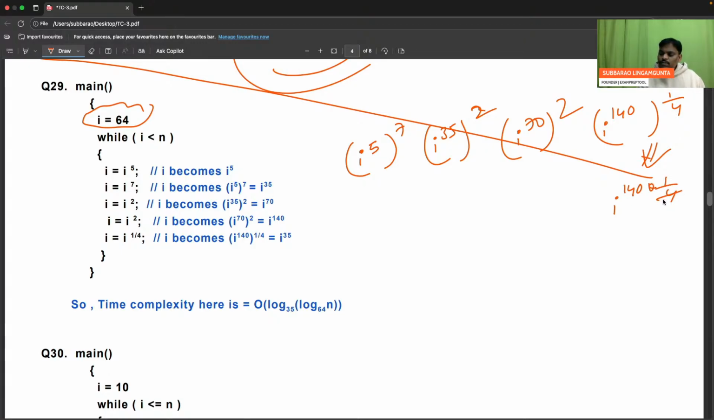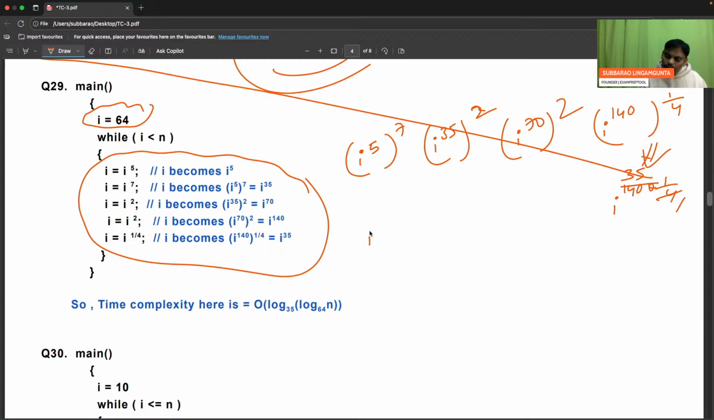So 4 ones are 4, 4 threes are 12, 4 fives are 20, so 2 there. Next one is 4 fives 20, 35. So overall, if you observe clearly, it became i power 35. Overall, i power 35.